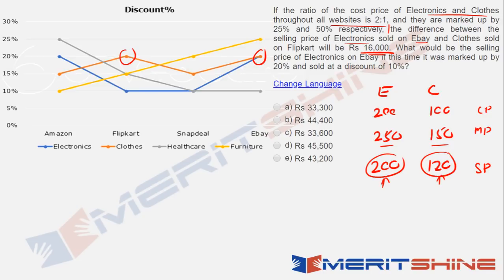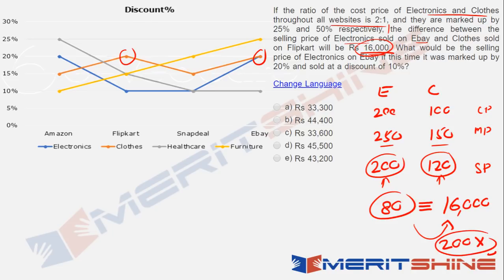So the difference is 200 minus 120, that's 80. Now this 80 is given to you as 16,000. You can just look at this as 16,000 here. Again, unitary method, 80 to 16,000. How much is this? This is 200 times. So what is my multiplying factor? 200x. If you have to arrive at the actual values, the multiplying factor would be 200. You just multiply everything with 200 to arrive at the actual values.